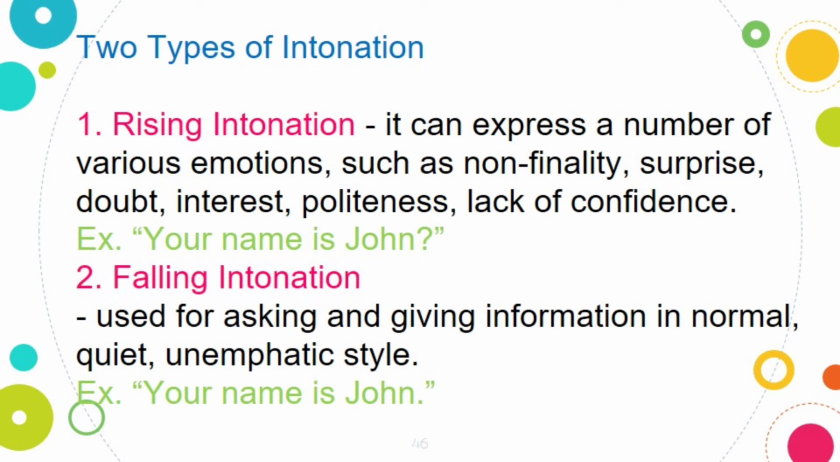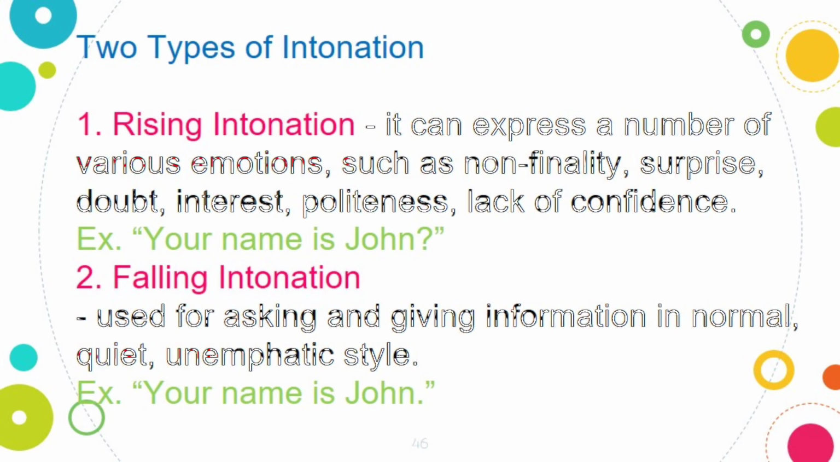Rising intonation can express a number of various emotions such as non-finality, surprise, doubt, interest, politeness, or lack of confidence. Your name is John? Falling intonation is used for asking and giving information in normal, quiet, unemphatic style. Your name is John. Other main types of intonation include high fall rise, high rise, mid-level rise, and low rise.